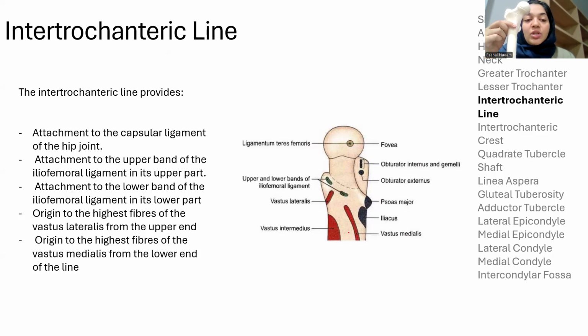Now, the origin to the highest fibers of the vastus lateralis comes from the upper part, and the origin to the highest fibers of the vastus medialis comes from the lower end. If you remember, the anterior muscles of the thigh were rectus femoris, vastus lateralis, vastus medialis, vastus intermedius, and then there was articularis genu. So on the anterior side, just remember that the origin to the highest fibers of the vastus lateralis comes from the upper part of this line, and the lower part gives origin to the highest fibers of the vastus medialis.